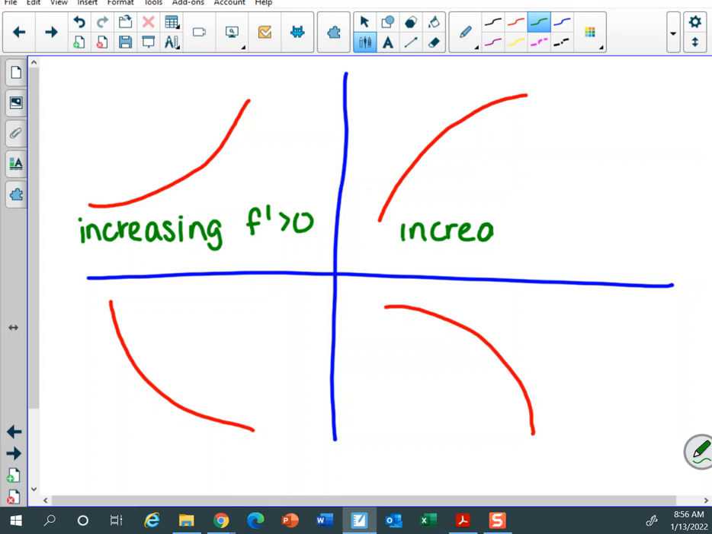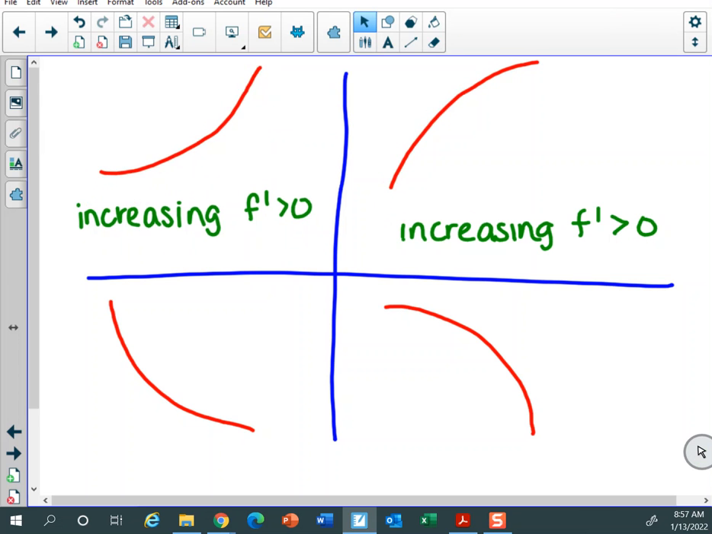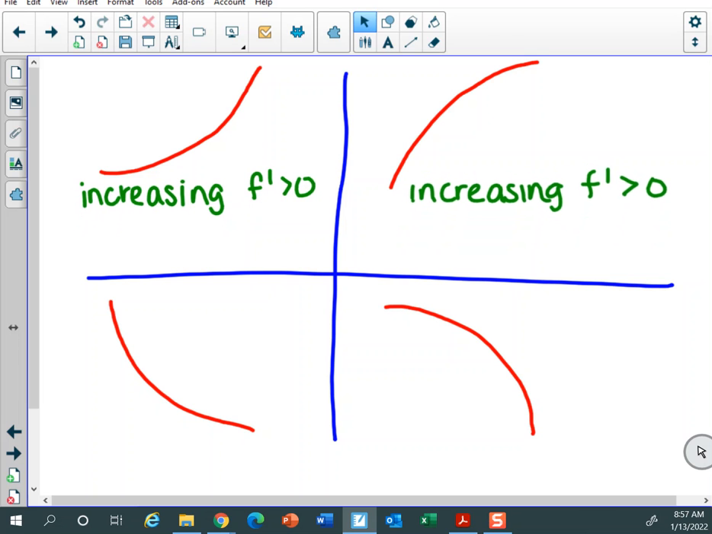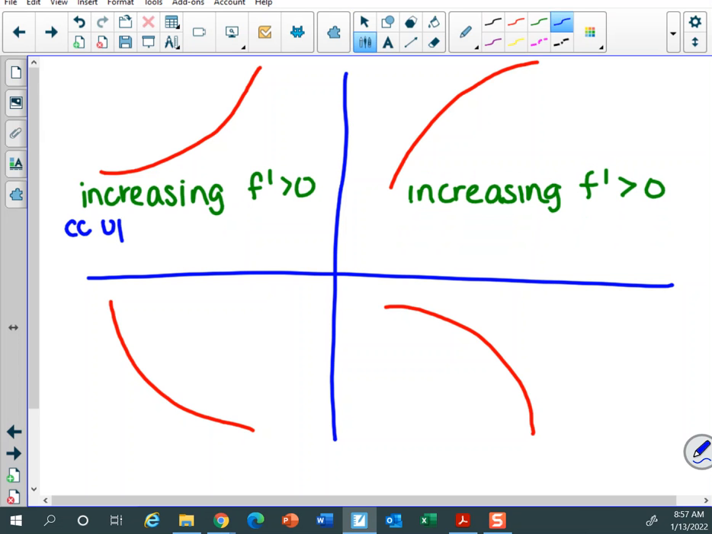So in my first row going across, in both cases, we have an increasing curve. From left to right, the values are getting larger for y. The curve has a positive slope. F prime is greater than 0. This is also concave up, or F double prime is greater than 0.